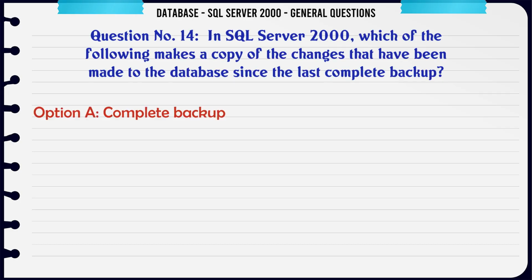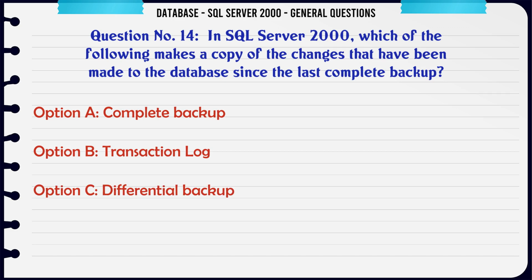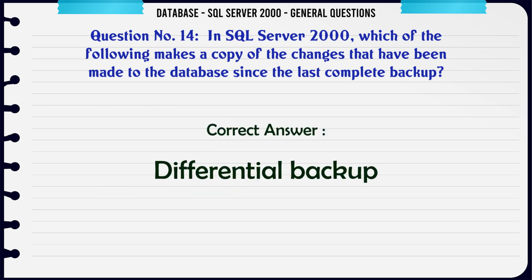In SQL Server 2000, which of the following makes a copy of the changes that have been made to the database since the last complete backup? A. Complete backup. B. Transaction log. C. Differential backup. D. None of the above is correct. The correct answer is differential backup.